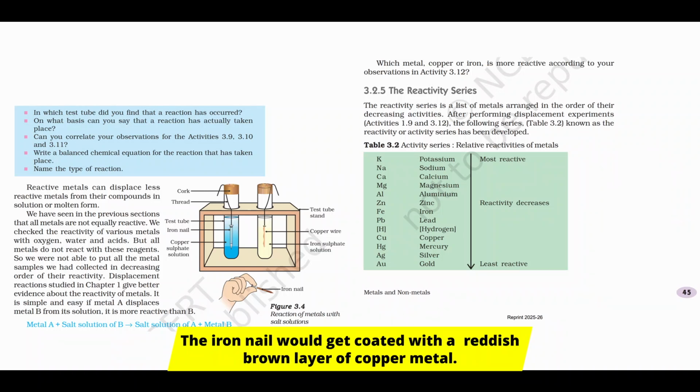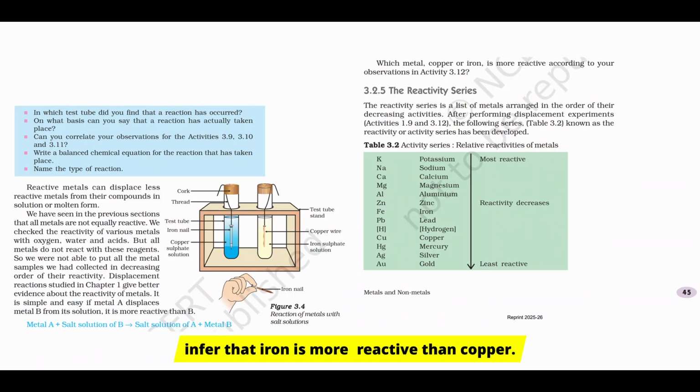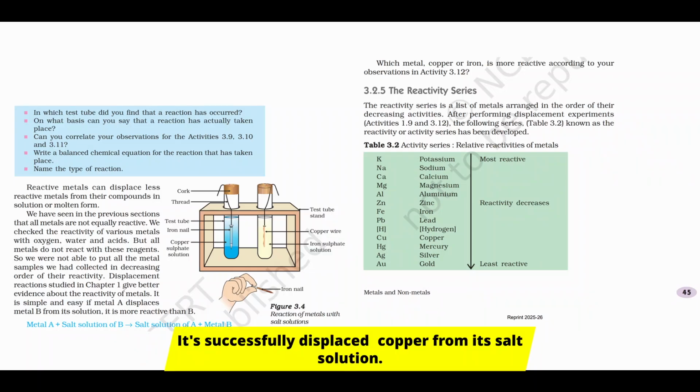The iron nail would get coated with a reddish-brown layer of copper metal, and the blue color of the copper sulfate solution would gradually fade as colorless iron sulfate is formed. In contrast, the copper wire in the iron sulfate solution would show absolutely no reaction, no change at all. This simple observation allows us to confidently infer that iron is more reactive than copper. It successfully displaced copper from its salt solution.